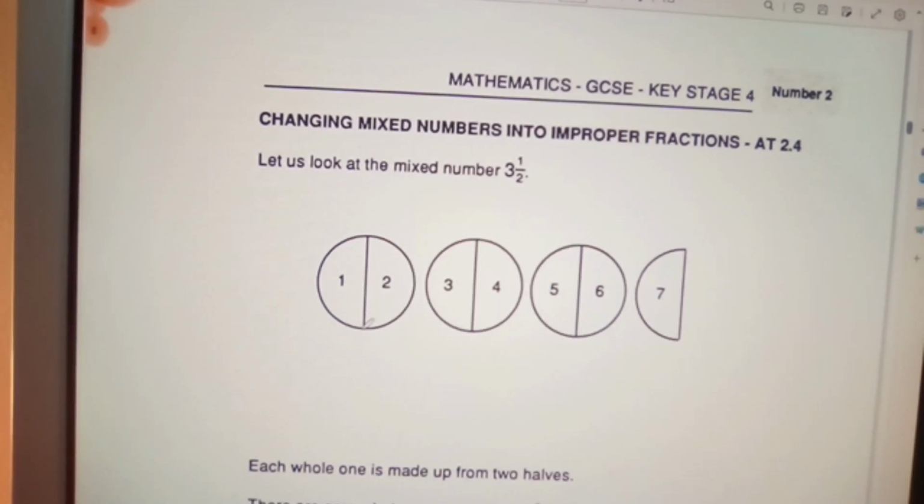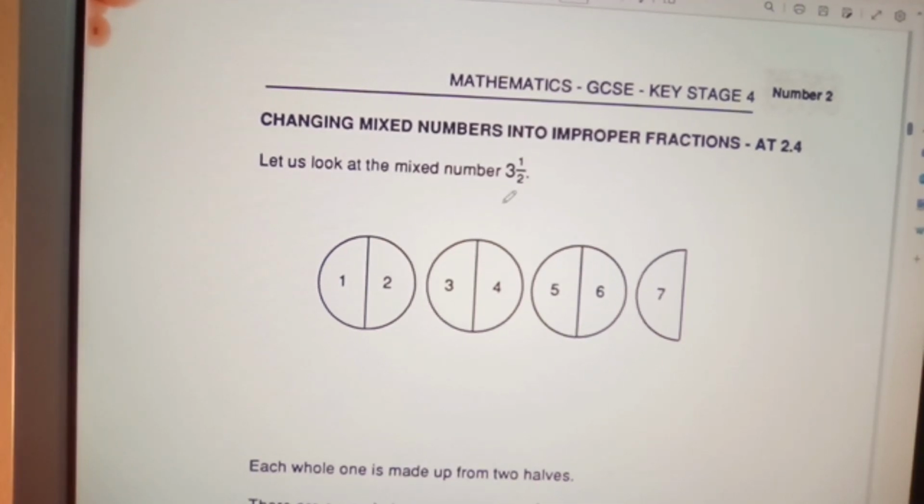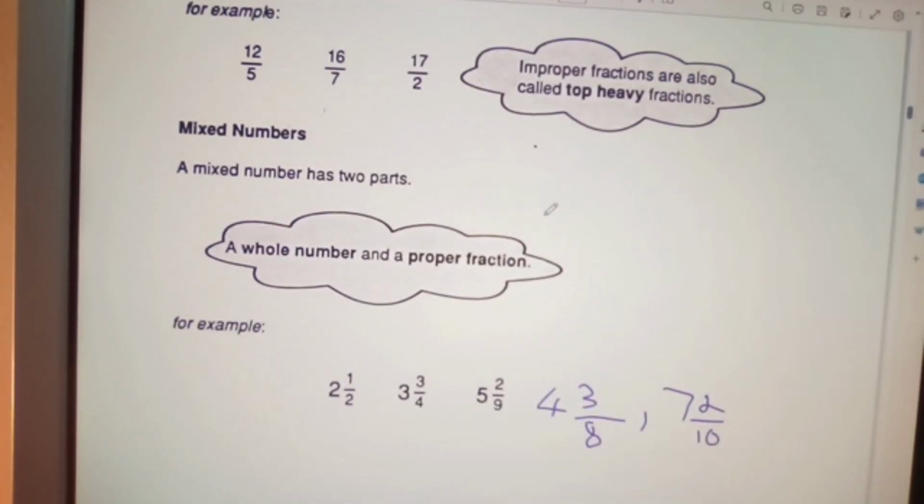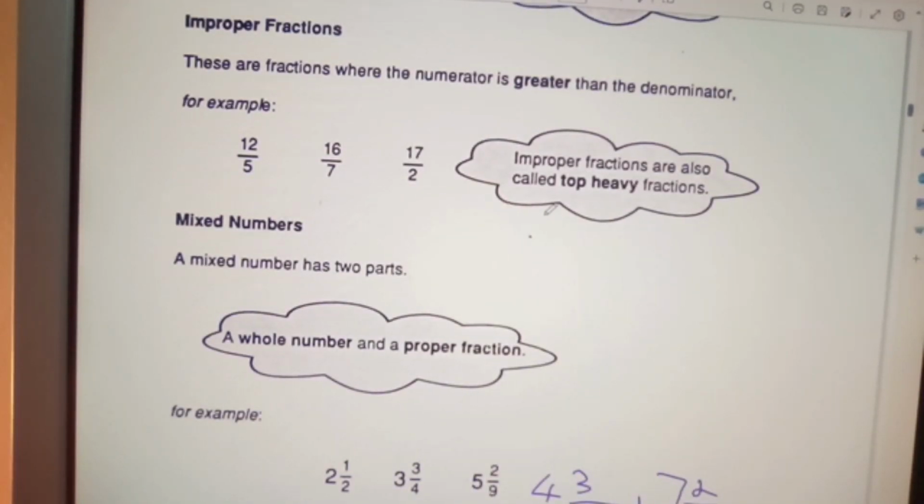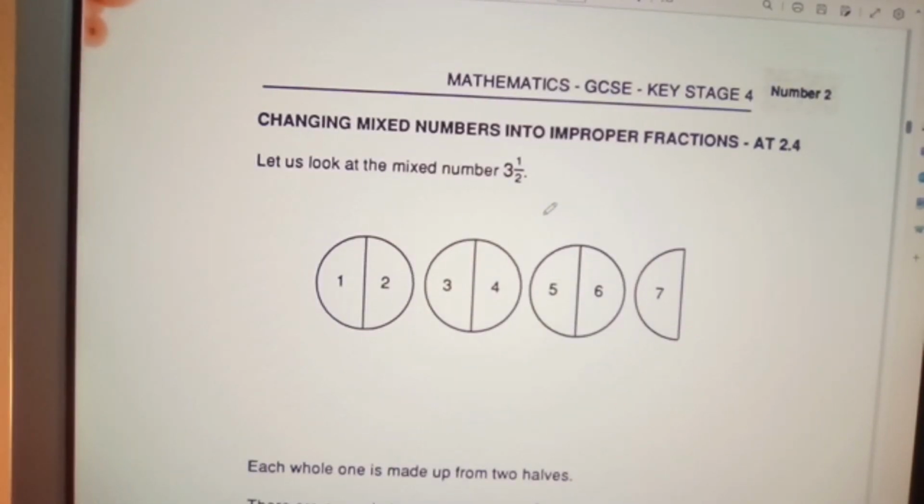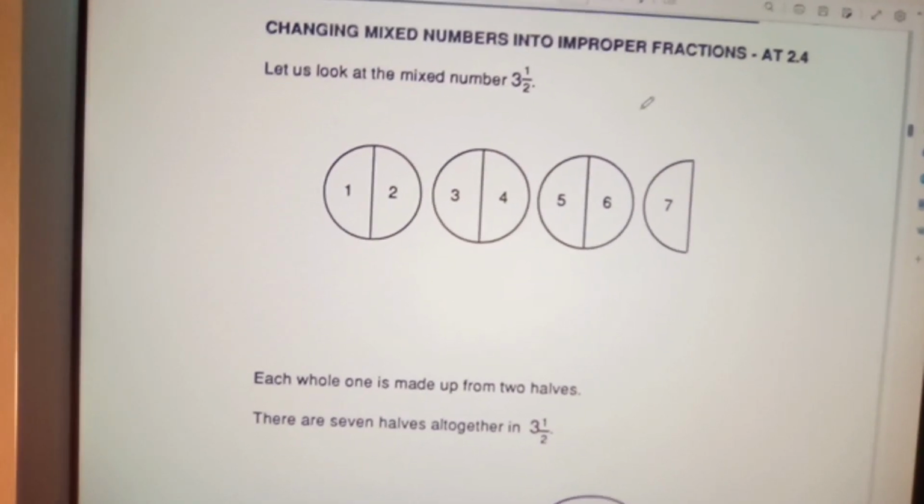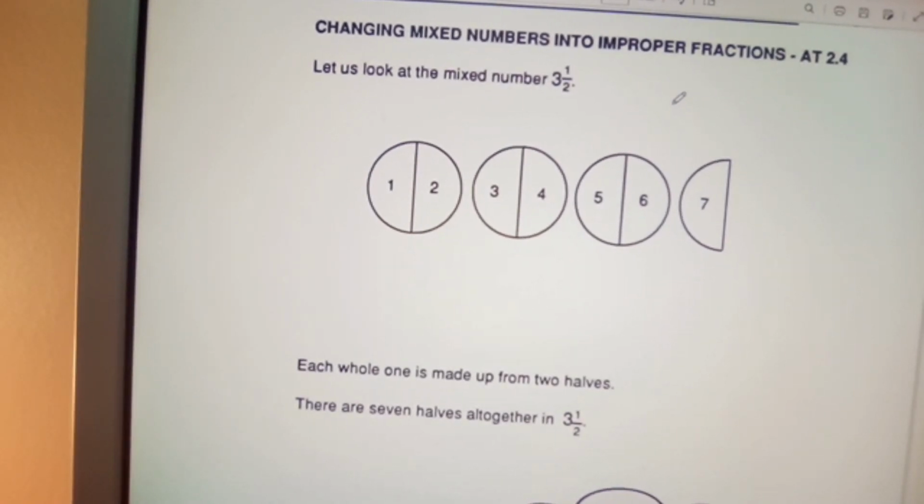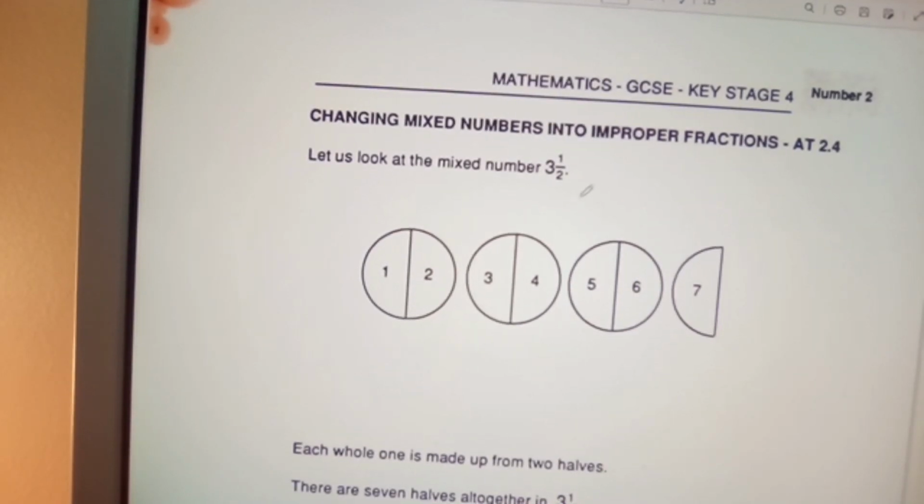Now, to bring this to an improper fraction, let me just go back a little bit. Okay, to bring this to an improper fraction, what we have to do is take this and multiply it out. Now, you can do that there, but life becomes simpler when you simply take that.